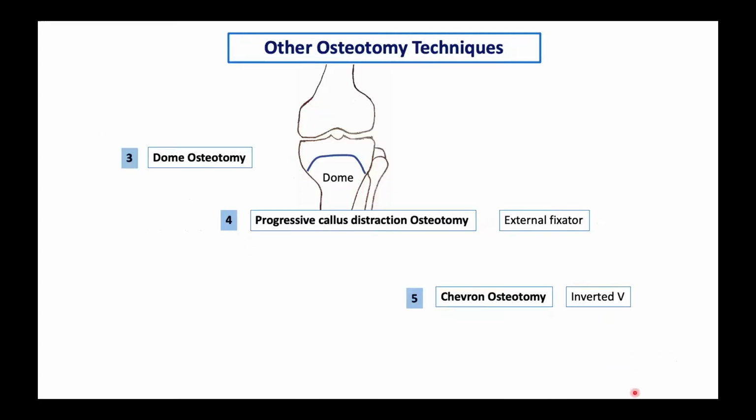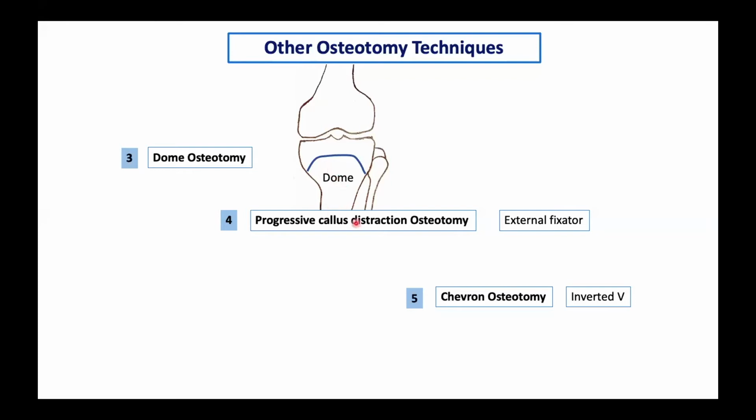And there are other osteotomy techniques as well. These may not be so popular, but if you want to achieve a higher degree of correction, then these are better alternatives. This is the dome osteotomy. We make the osteotomy so that the distal portion up here assumes the shape of a dome, and this can be corrected in all the planes, the mediolateral plane or the anterior posterior plane.